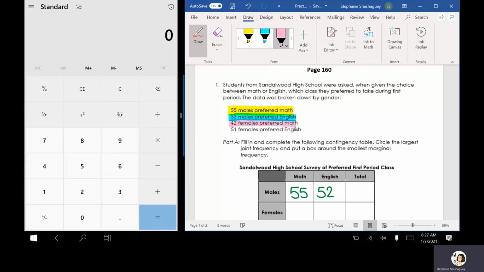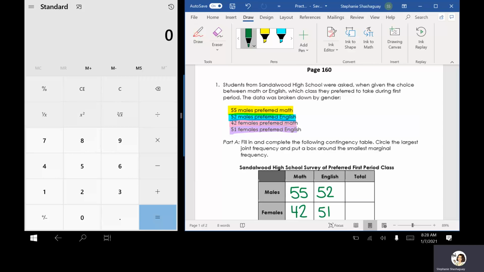42 females preferred math. So females row, math column, and I can fill in the number 42. And 51 females preferred English. Okay, so I'm going to go down to my females row, my English column, and fill in 51.